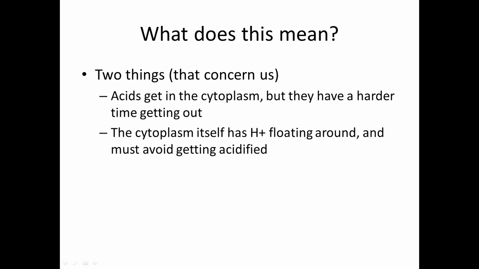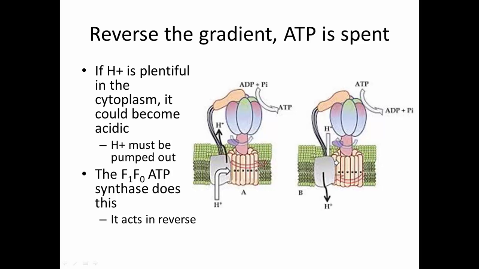However, the cytoplasm itself has a proton floating around, and overall the cytoplasm must avoid getting acidified. So this is not such a good thing if you're a cell, to have an acidified cytoplasm, or have the threat of an acidified cytoplasm. You've got to balance that. So what a cell can do to balance the pH of the cytoplasm in the event of possible acidification is to reverse the proton gradient.